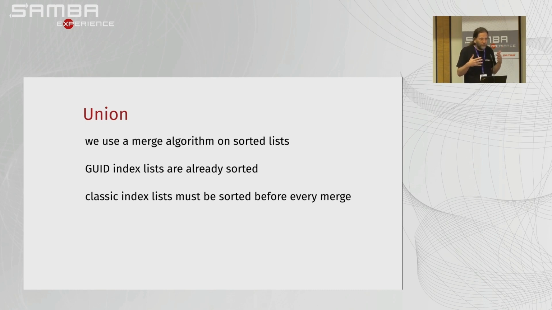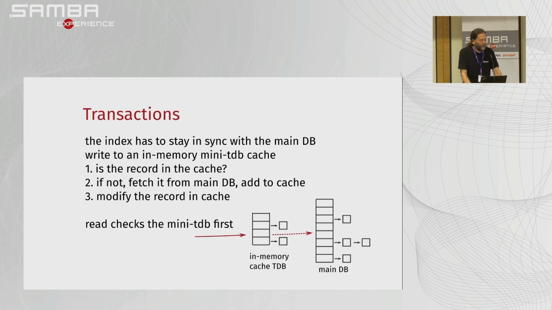And GUID indexes, the indexes are already sorted. And a GUID index is a list of GUIDs, which I probably should have explained. I will at some point, I think. And classic indexes, each time you're doing a union, you have to sort the list and then do the merge, and then you go on to the next one, sort both sides again, and it's actually quite slow. Well, slow enough to make people make the GUID indexes.